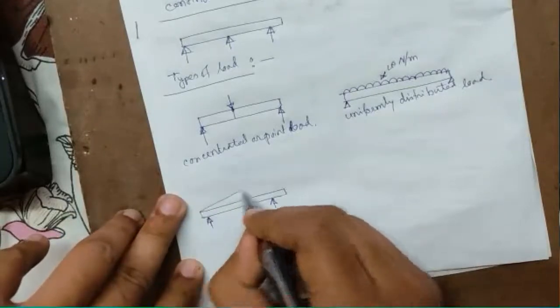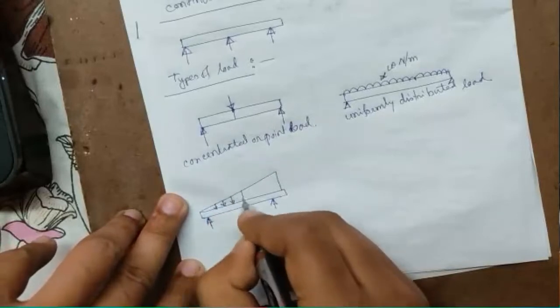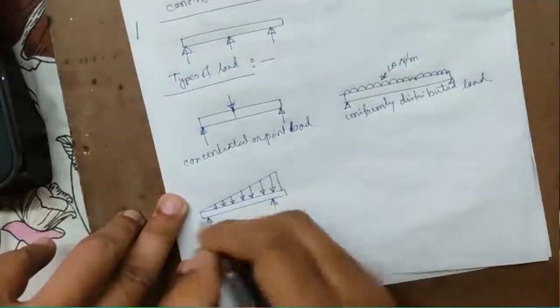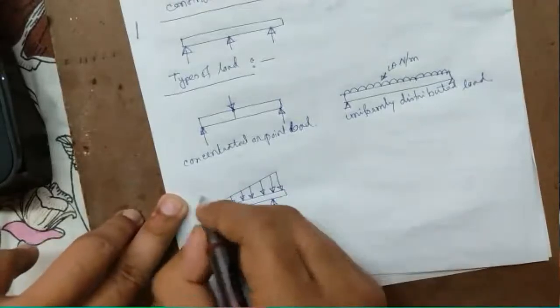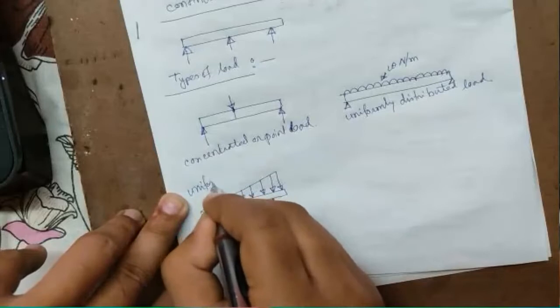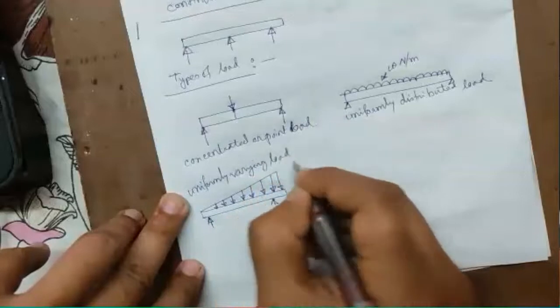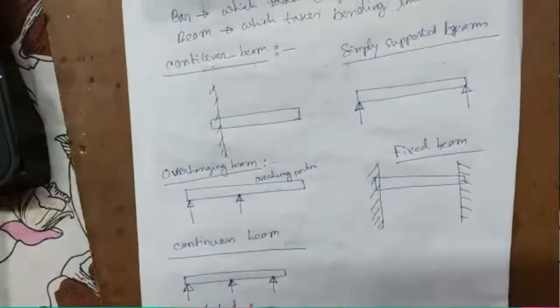So when the load is uniformly varying, here you can see it gradually increasing from 0 up to a certain value. This type of loading is called uniformly varying load. Okay, so is this page clear to you?